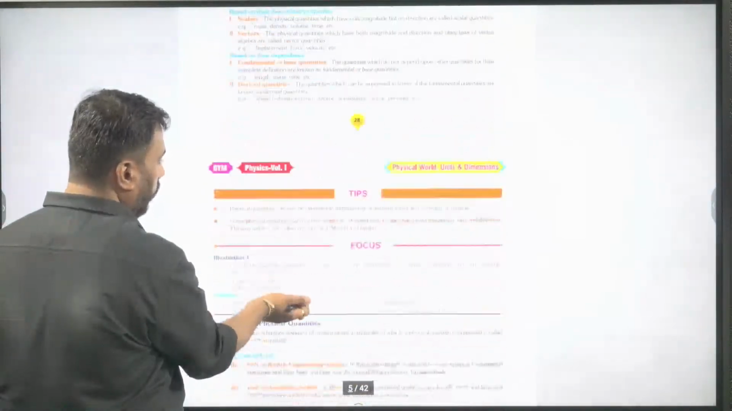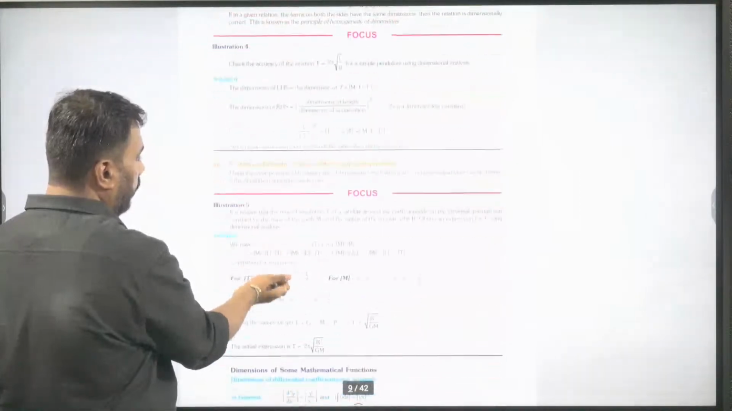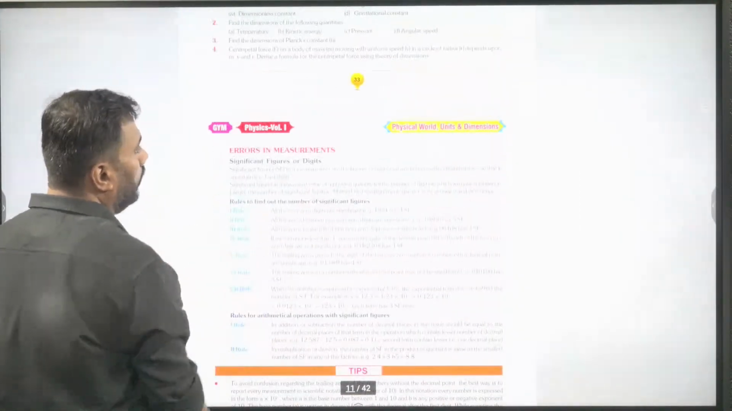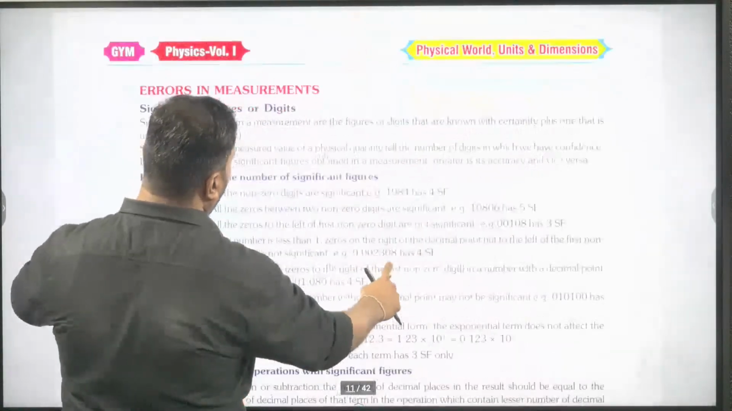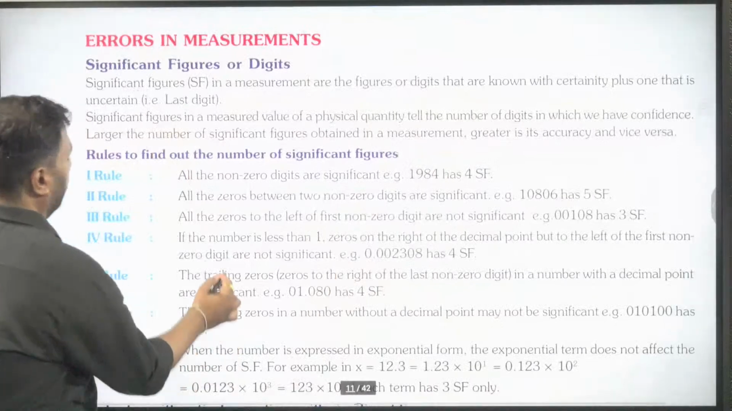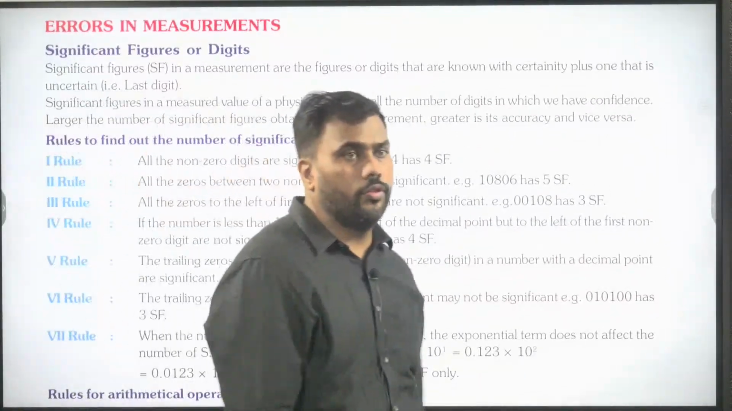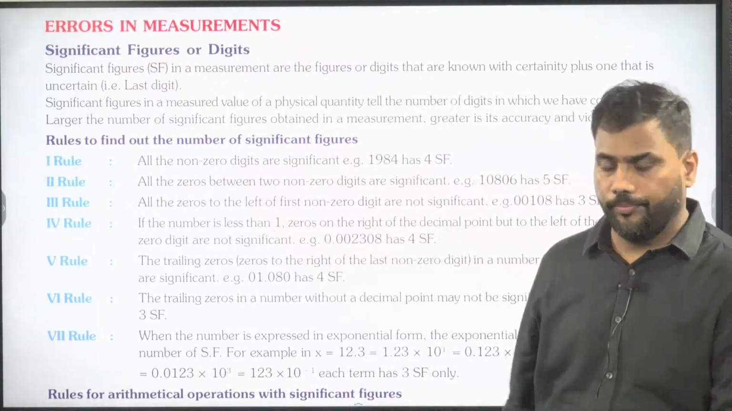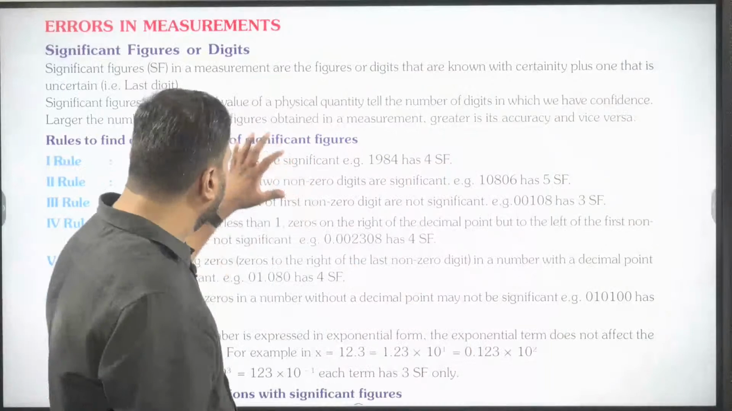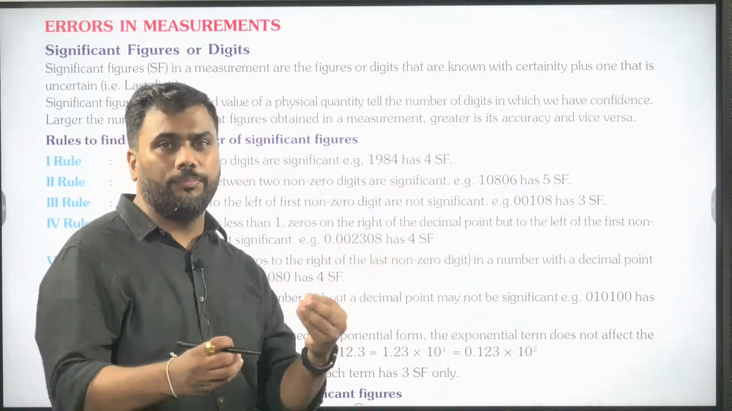See, this is our module. Till now we have covered units and dimensions. Now we will start errors, and in errors, the first point is significant figures, or digits. I will explain everything. This text has all the rules already written, so it will be better for you to note.